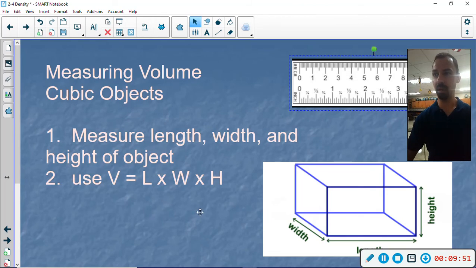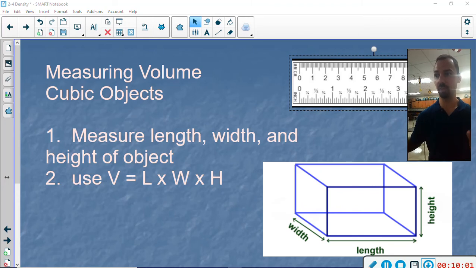Volume. So obviously we're going to use a formula with cubic objects or rectangular objects. That's to multiply the length times the width times the height. So length is the longest edge, width is 90 degrees from that, and then height is height off the surface. Okay, so make sure you measure it correctly and then multiply the 3 dimensions. And the units are centimeters cubed or milliliters, depending on the question.